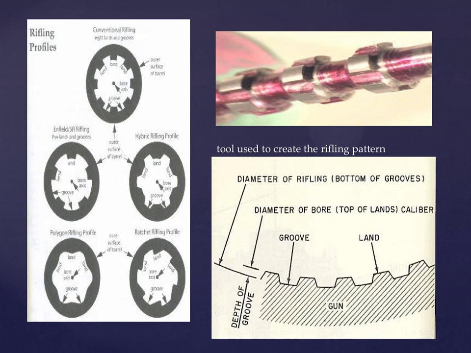This image just shows you that rifling can look different depending on how it's cut, like what tool is used to create it. By the way, this right here is the tool that's used to create these different patterns. So all of these are called rifling profiles. You can have different sizes of a land or different sizes of a groove. You can have barrels that have lots of lands and grooves, or barrels that have very few. It just depends on how many you put in and the shape and that kind of thing.